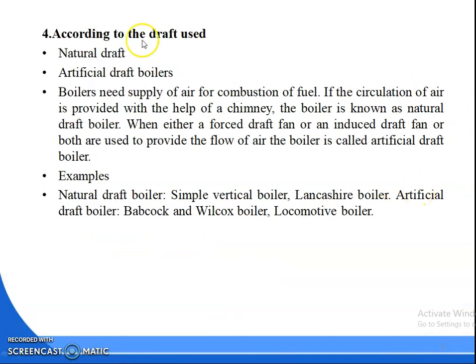Then according to the draft used, there is natural draft and artificial draft. A boiler needs a supply of air for combustion, and if the circulation of air is provided with the help of a chimney, the boiler is known as a natural draft boiler. And when a forced draft fan or blower is used, that is known as artificial draft. The simple vertical boiler and Lancashire boiler are natural draft, while the Babcock Wilcox boiler and locomotive boiler are artificial draft.